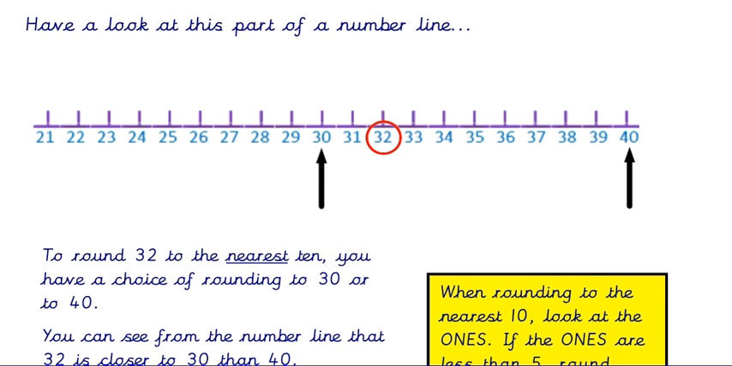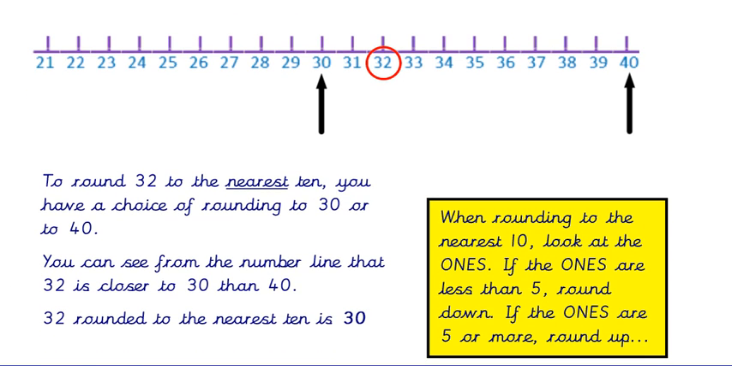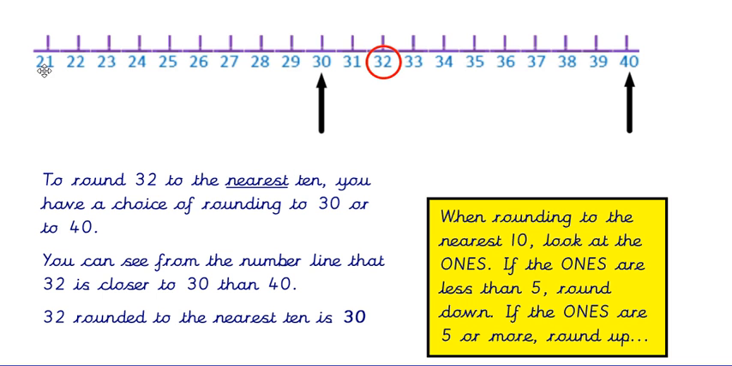Okay, the first picture I'd like you to look at is this number line. It's part of a number line, it's not a whole number line this time. It goes from 21 up to 40. And I'm going to look at rounding the number 32 to the nearest 10. You can see the tens marked on my number line here: 30 and 40. So we need to know which 10 32 is closest to. And you can see from the number line that 32 to the nearest 10, we need to round down to the number 30.